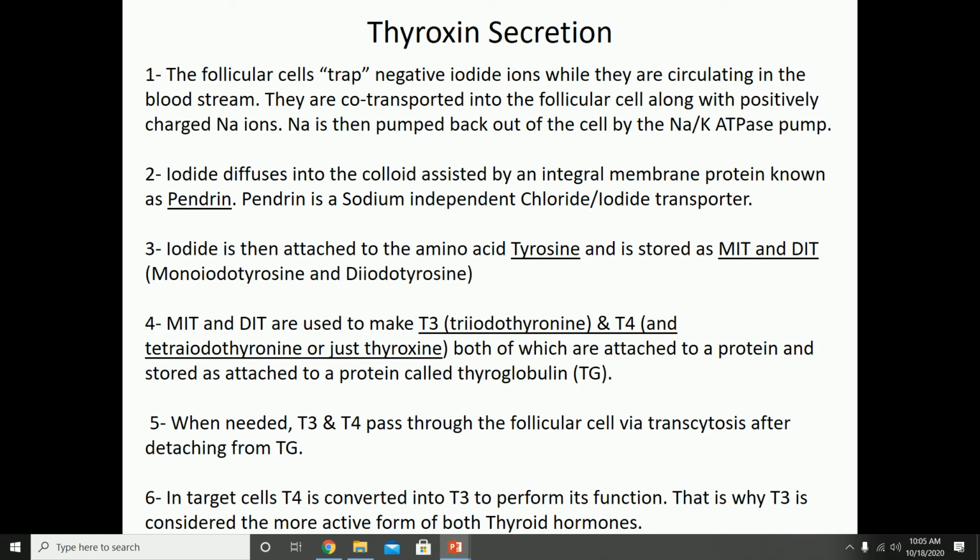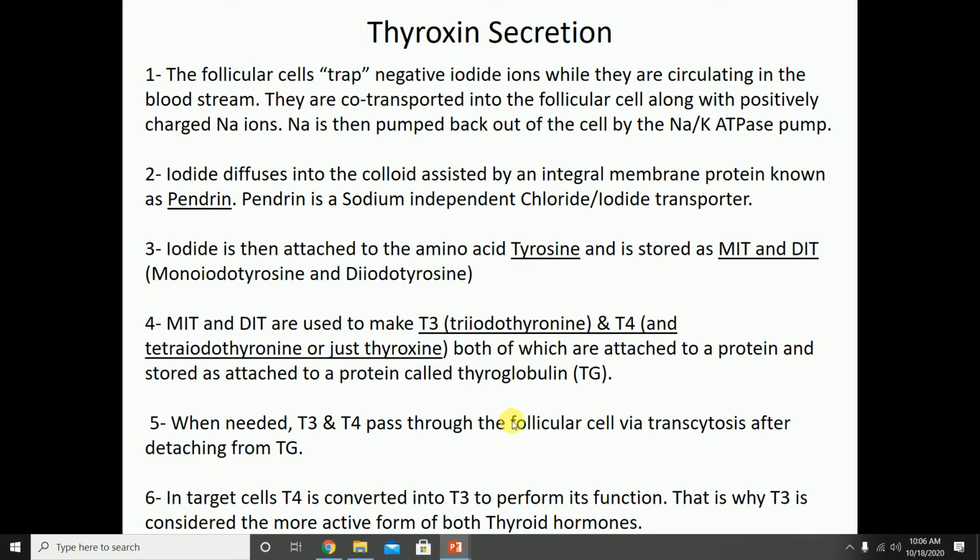Now, T3 and T4, we mentioned that they're stored as colloid, and in order to be stored, they have to attach to a protein, and they will be stored as thyroglobulin. Thyro is the hormonal part, and globulin is the name of the protein, which is a relative of hemoglobin and myoglobin. They're all proteins that help in attaching something and storing it.